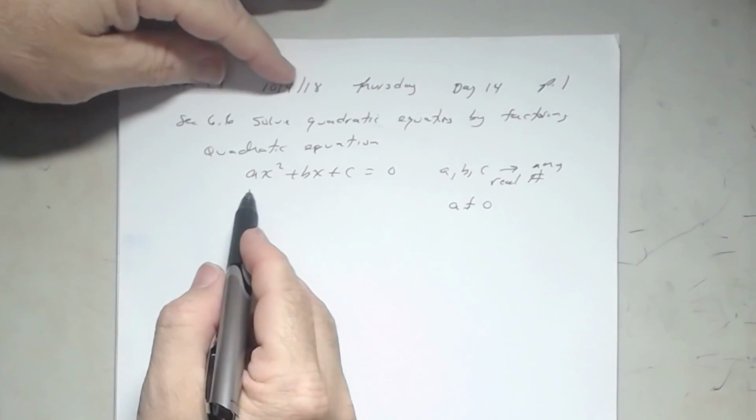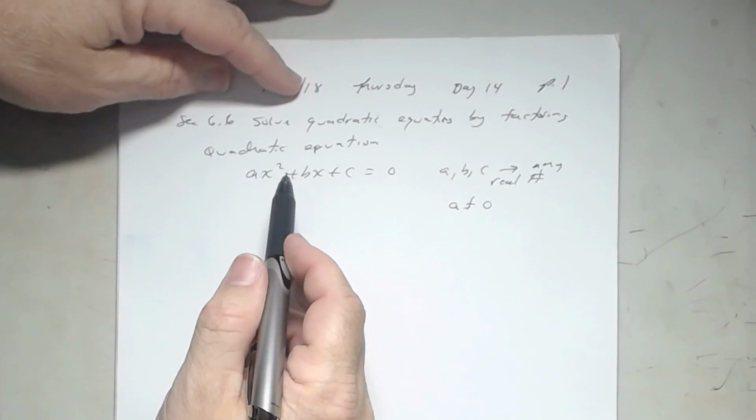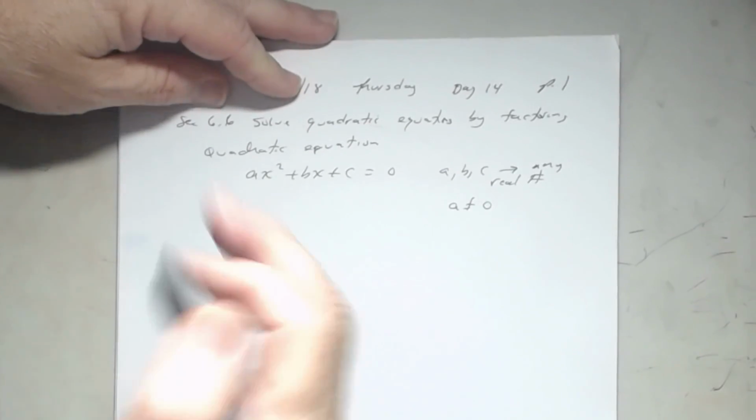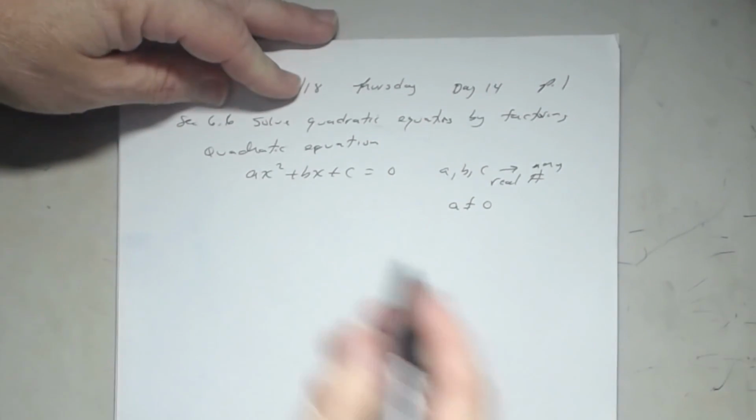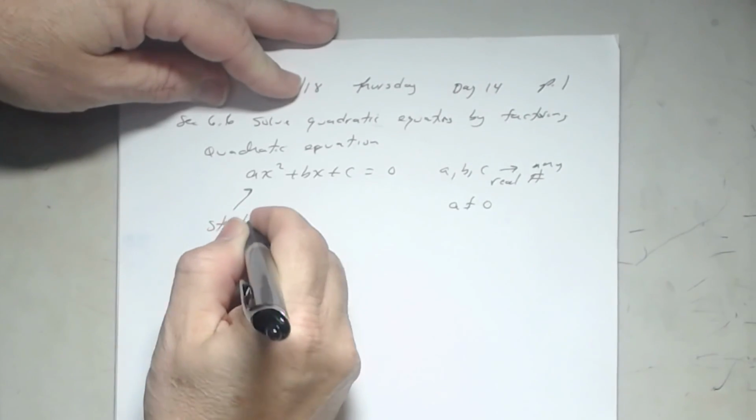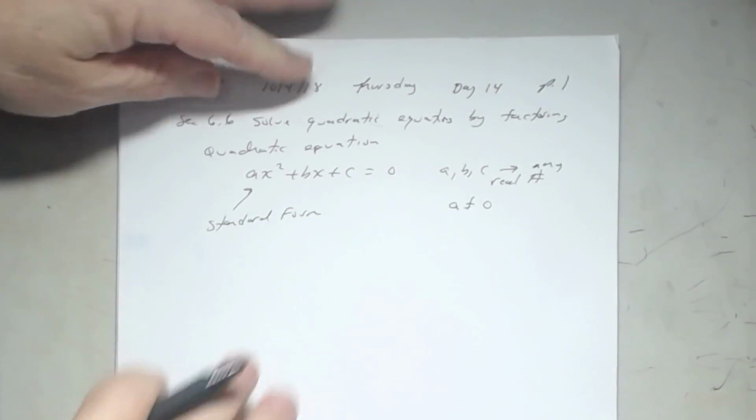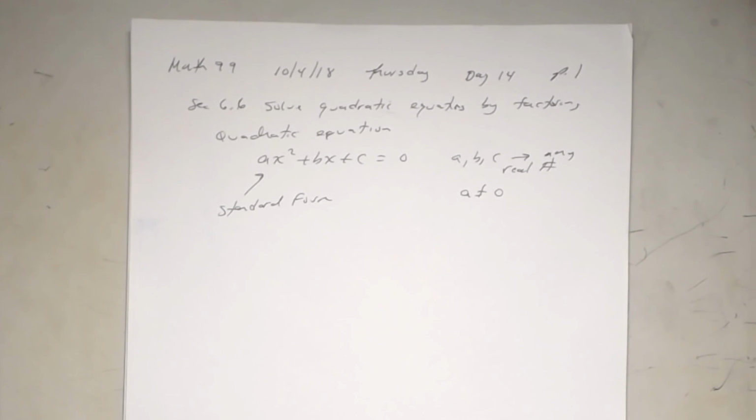Now, whenever it's in this form, ax squared plus bx plus c equals 0, that's called standard form. It's not always going to be in that form, so when we get to problems where it looks like a quadratic equation, the first thing you do is make sure it's in standard form. Remember we did the factoring and sometimes we put x squared first? That's where we put it in descending order.